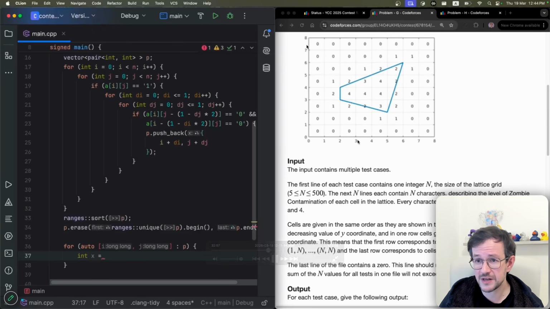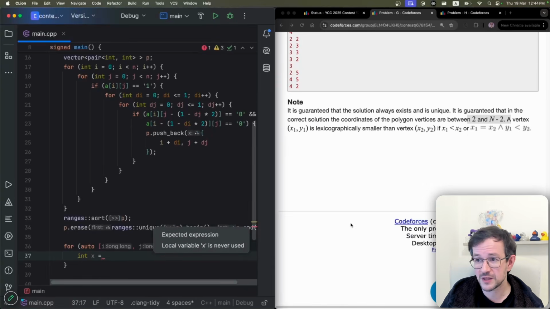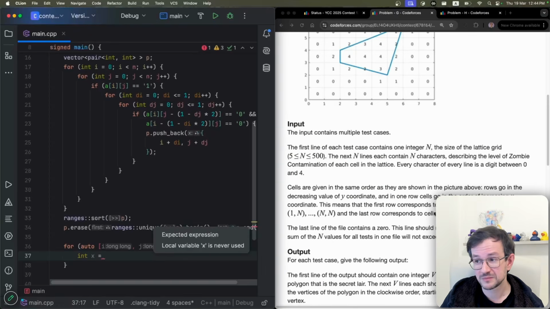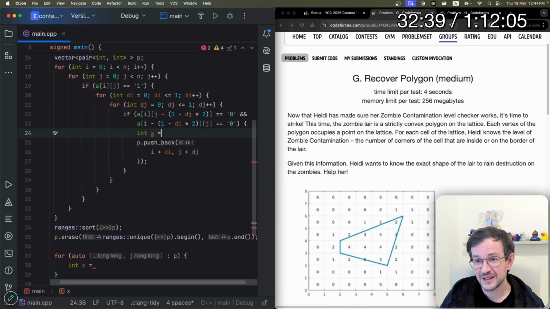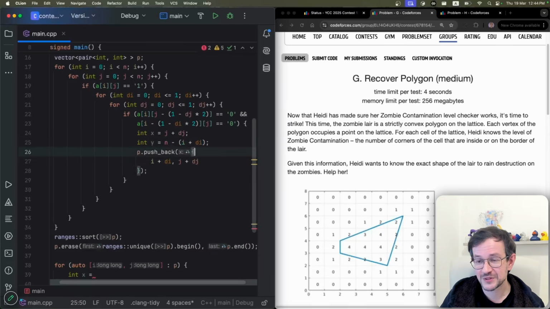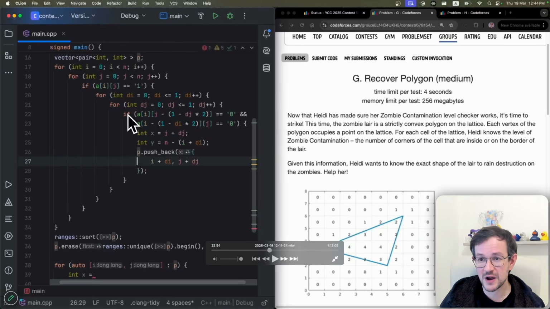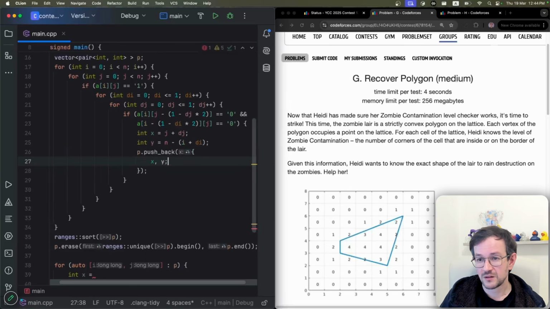Here I decide I need to use not these coordinates i and j, but normal coordinates. So I need to transform these coordinates to those coordinates. I decided to do it here. So that's how I translate my matrix coordinates to geometry coordinates, you see.